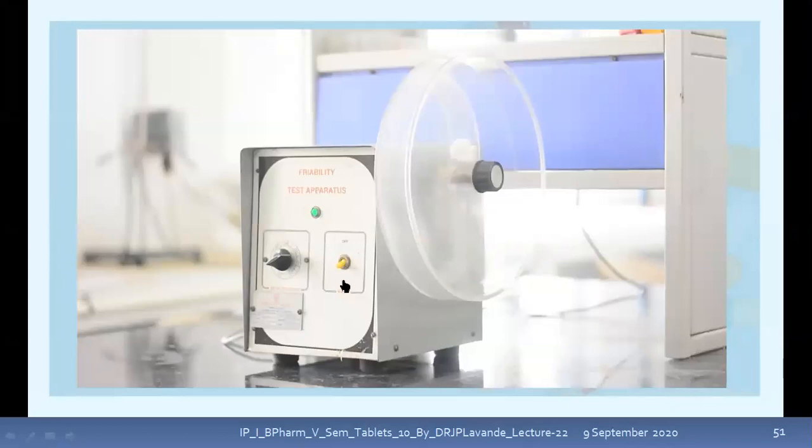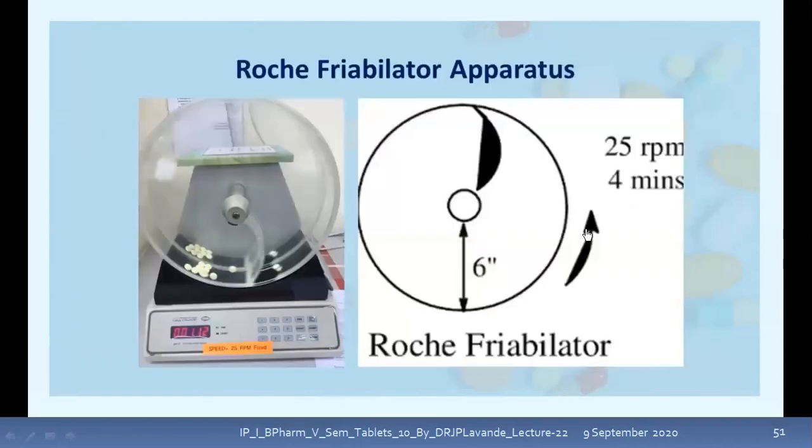See, here you can see very clearly, this is the knob that is in the on condition. Here they had adjusted the rotations, and this is the plastic drum in which the tablets are going to be placed. You can clearly see the tablets are there, and these are falling from this distance up to this. This is the diagrammatic representation of the Roche friabilator, in which the tablets fall from a 6-inch height.